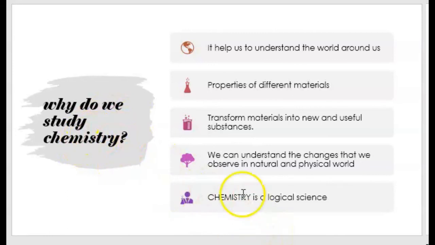And obviously chemistry is a logical science. That means anyone can study chemistry without the help of a mentor. So it is just a logical science.